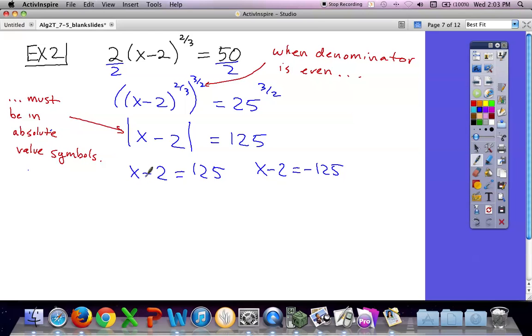But you don't want to just say x plus 2. That's not correct. Okay, so solve both of those. X equals, add 2, 127. Add 2, x equals negative 123. Right, so when we got to this solve what's left, we had to do an absolute value. First was a linear, now it's an absolute value. And again, it was only because this power, when we raised it to this power, had an even denominator.